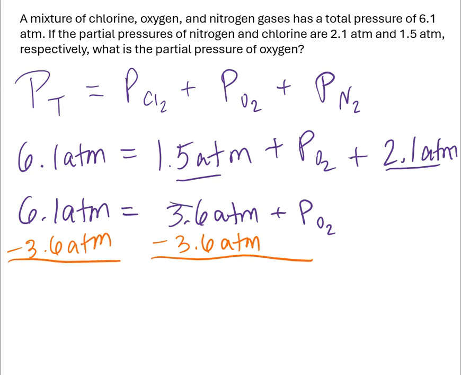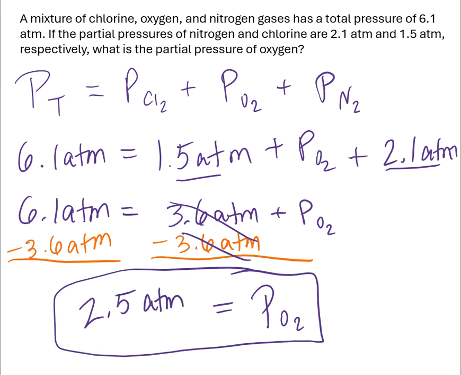So on the right side, that cancels out, leaving me with simply my partial pressure of oxygen. On the left side, I have to find the difference. So 6.1 minus 3.6 to give you 2.5 atmosphere. So what this tells us is that in this mixture of these three gases, the chlorine had a partial pressure of 1.5 atmosphere. The nitrogen had a partial pressure of 2.1 atmosphere. So that means that our oxygen had a partial pressure of 2.5 atmosphere.